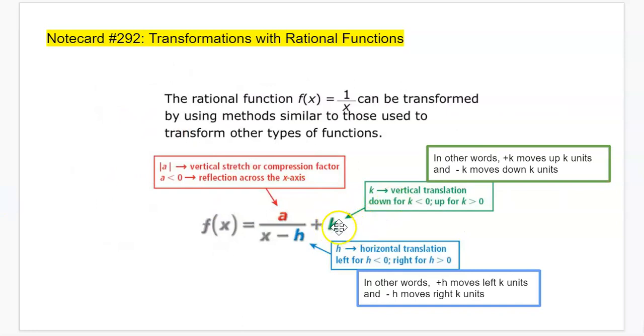The plus k, that I put in other words there because I knew you guys might want that. If it's a plus k, you move up k units. And if it's a minus k, you move down k units. Over here, the h, if you have a plus h right here, so x plus h embedded in there, it's going to be left h units. And if you have x minus h, it's going to be right h units. So pause me and finish up note card 292.